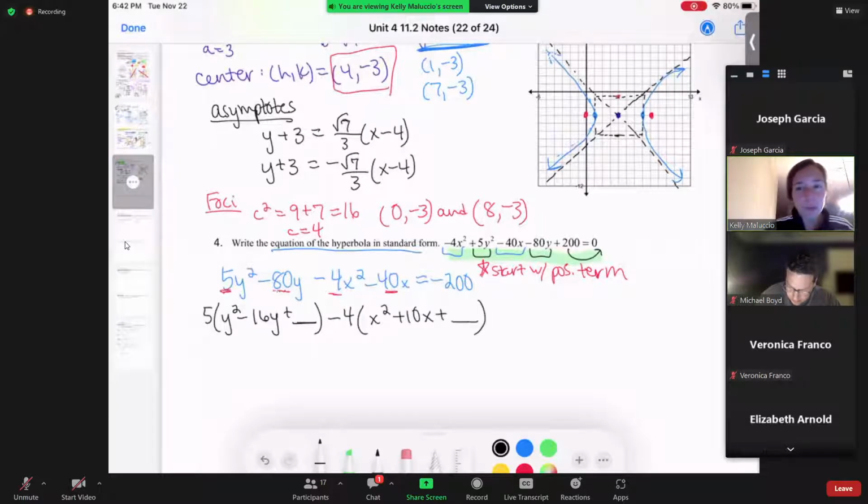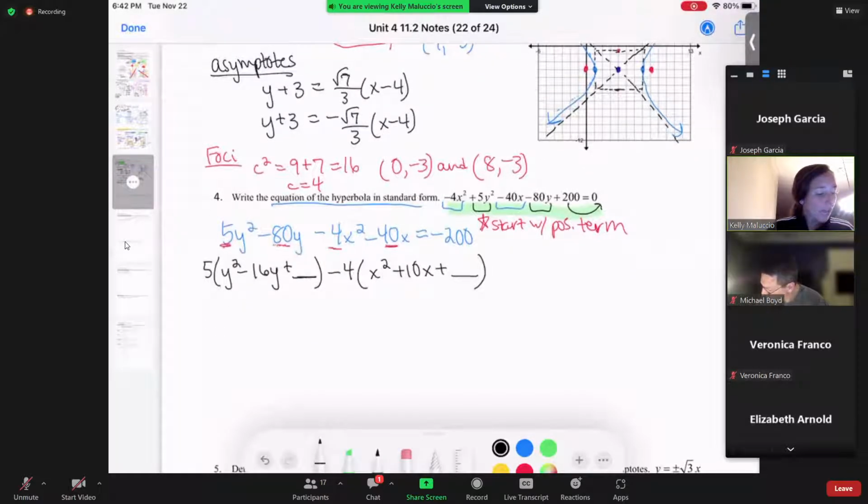You have to be more careful, I think, when rewriting like this. And then we still have equals negative 200, okay? So now I'm going to complete the square with my y values. Remember, I take this, I divide by 2, then square it. So 16 divided by 2 is 8, squared is 64, so I'm adding 64 here.